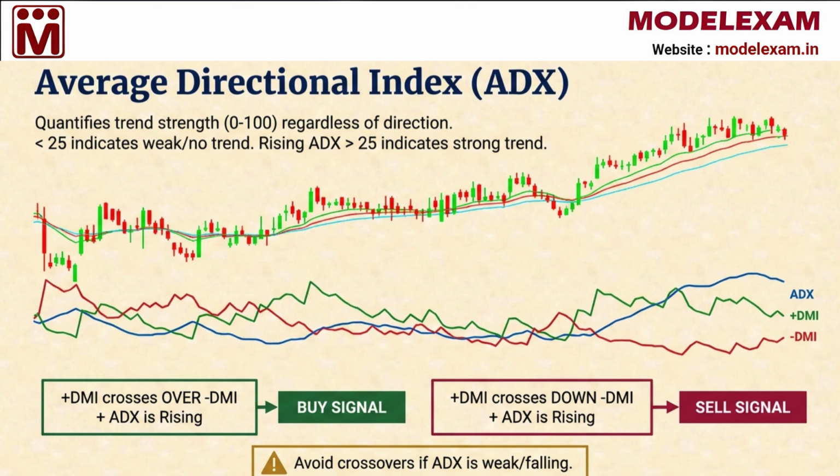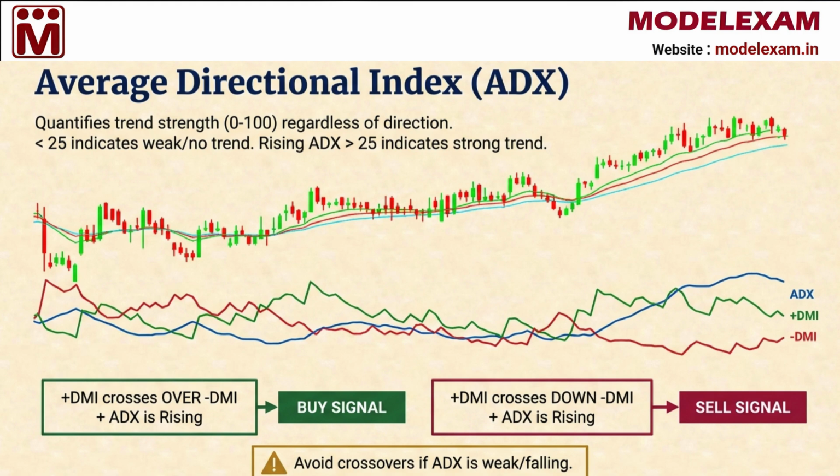Sometimes you need to know not just the direction, but the strength of a trend. For that, we use the average directional index or ADX. This indicator ranges from 0 to 100. If the ADX is below 25, the trend is weak or non-existent. If it is rising above 25, the trend is strong.